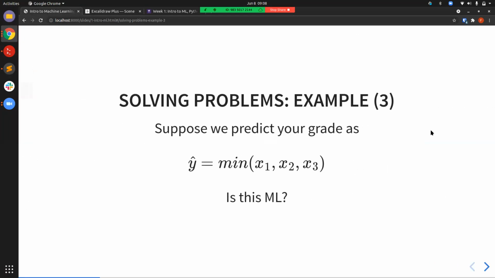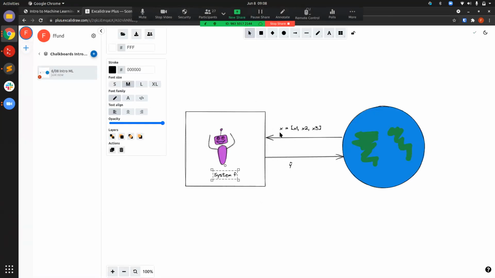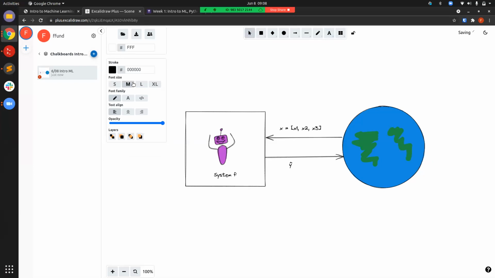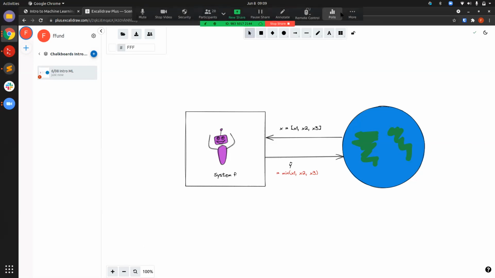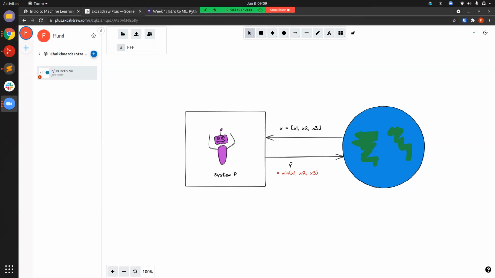I'm going to describe a few variations on this. First of all, suppose we predict the grades as the minimum of the 3 previous coursework grades. Suppose I say, well, all of these prerequisites are so important for machine learning. A student who's weak in them is probably not going to do well in the course. So I'm going to predict your machine learning grade as the minimum of your previous coursework grades, so the minimum of x1, x2, and x3. Okay. So now I have a question for you guys. Is this a machine learning system?